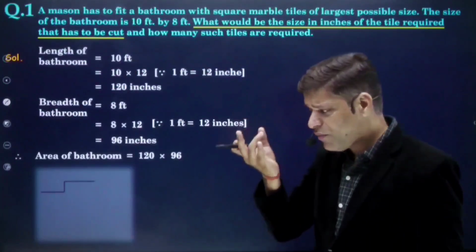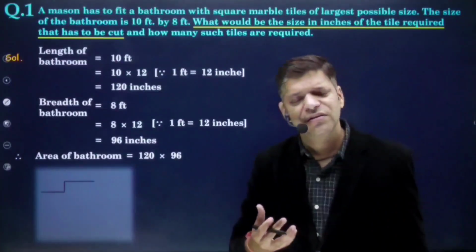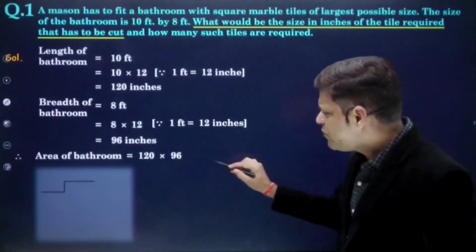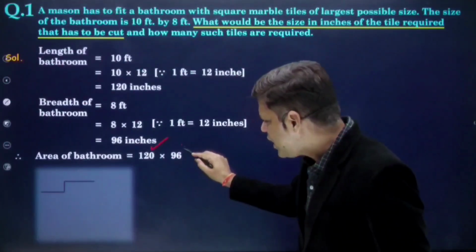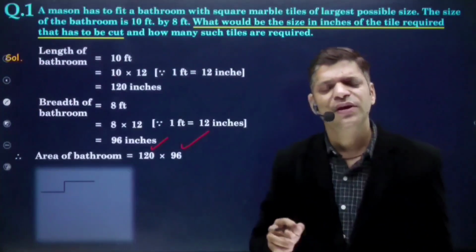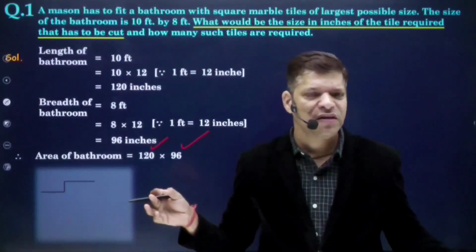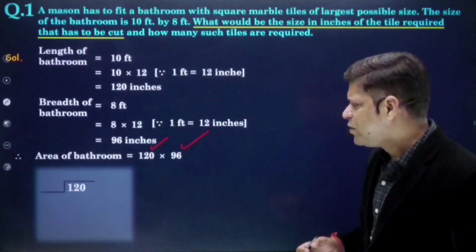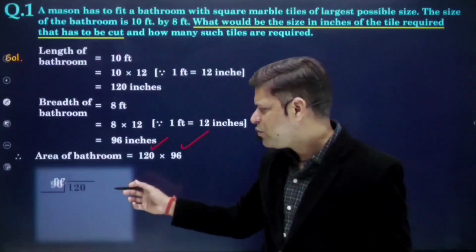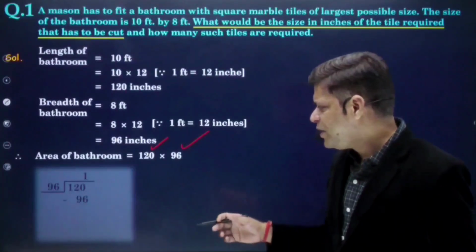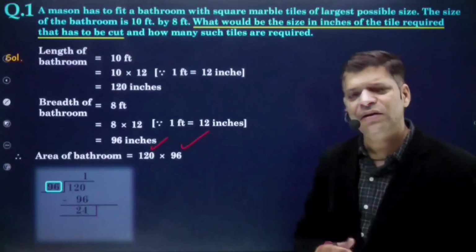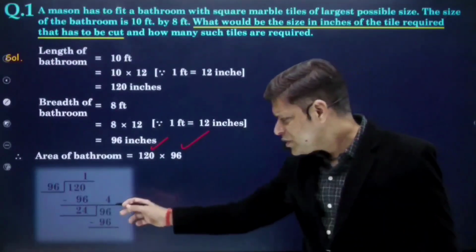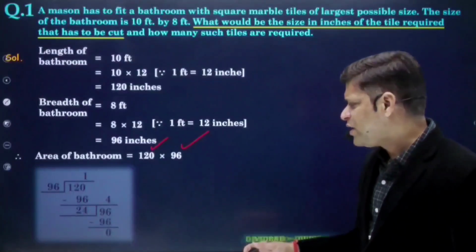Now, what would be the size in inches of the tile required that has to be cut? When we have to find which size of tiles is required, we will find the HCF of 120 and 96. You can find the HCF by prime factorization or by the Euclid division lemma. According to the Euclid division lemma, we divide the greater number, that is 120, by 96, and it will be divided by 1. So we found that the remainder is 24. Then 96 divided by 24, and we find that the remainder will be 0.